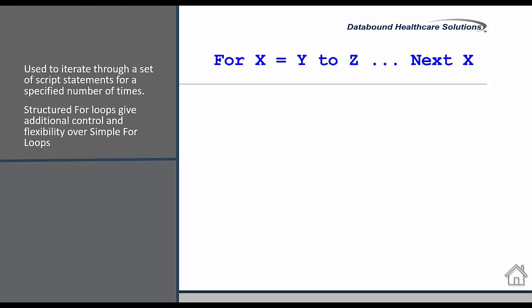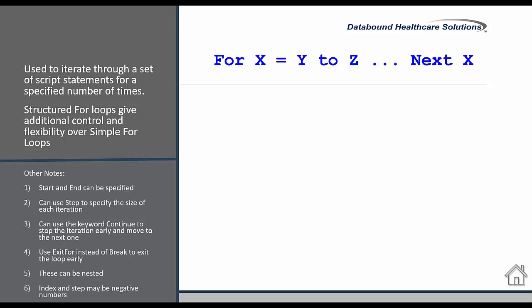Our next statement here is a structured for loop. I want you to think of a structured for as a more powerful loop that gives you more control of the things that you can do. So this is used to iterate through a set of script statements, just like a regular for loop, but it gives additional control and flexibility.